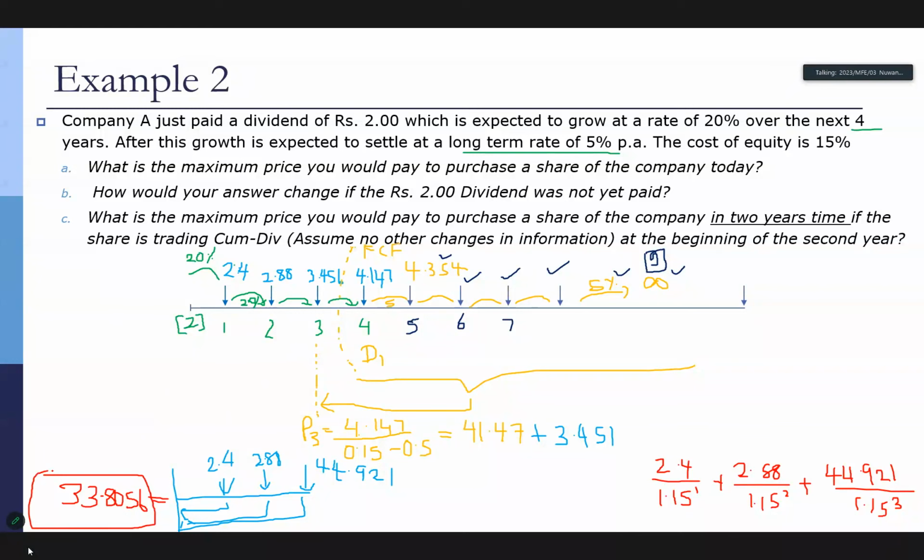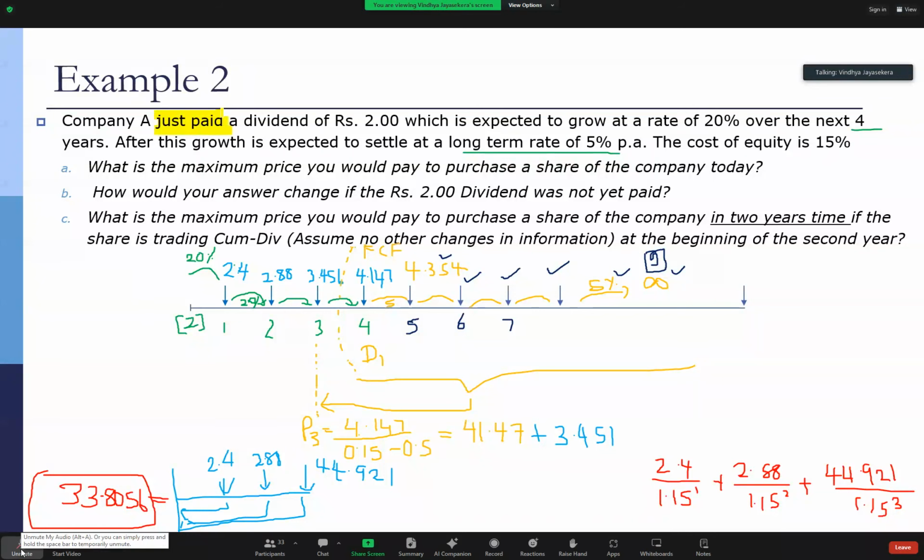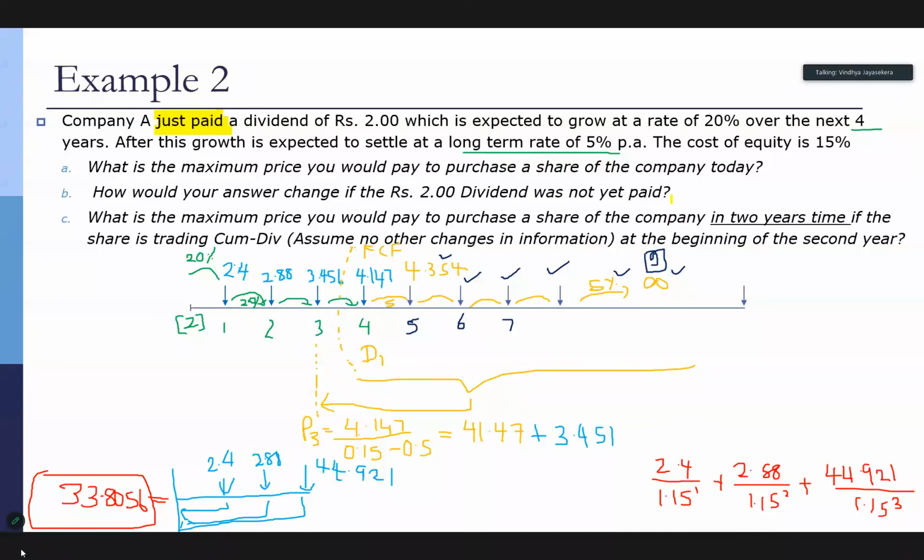Any questions? Don't we need to add that first 2 rupee dividend? Okay, good question. You tell me, that 2 rupee dividend, is that relevant or not? What does it say here? How is it worded? That wording is important. That's why I said it's a good question. It just paid. Just paid. So it's in the past. It is not a future cash flow, right? So therefore, it is not relevant.